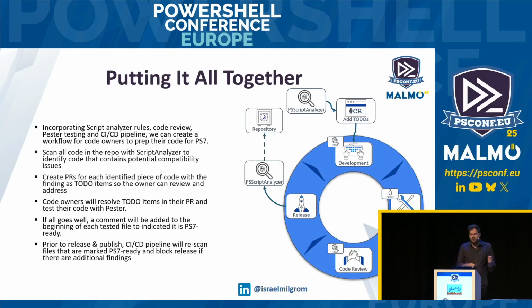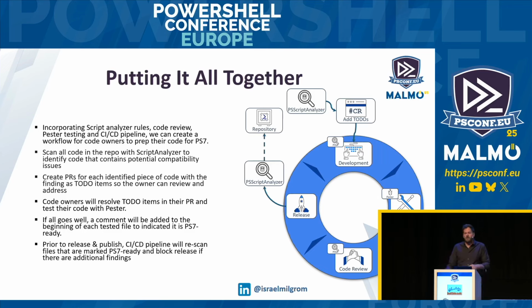Everything is done pretty much automatically. We inject comments with to-do items into the files so they can see them easily. We even create JIRAs that contain all of these issues, and when the PR changes, it'll also update the JIRA and all of that. That is not really necessary, but it's a nice automation. And finally, when the code owners resolve their issues, they update their code and test it with Pester. If everything goes well, they put a comment on the top of the line that says PS7 ready on this date by this user.